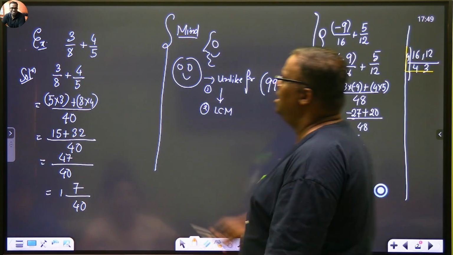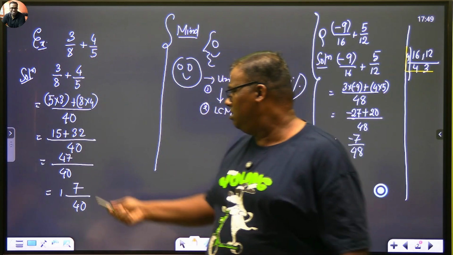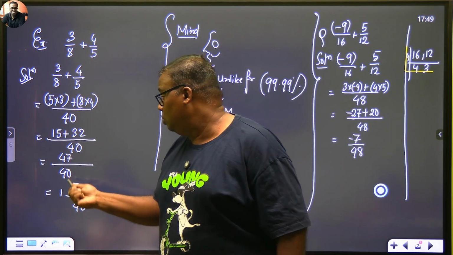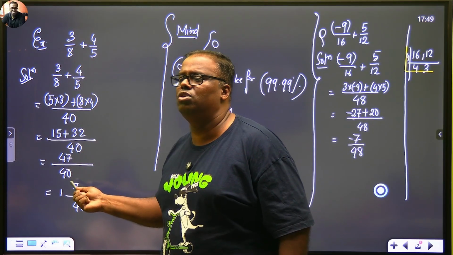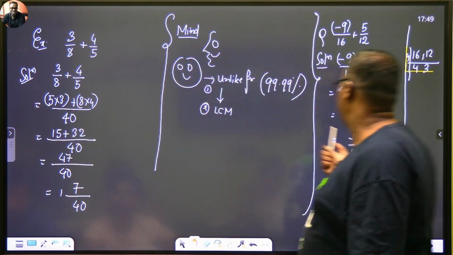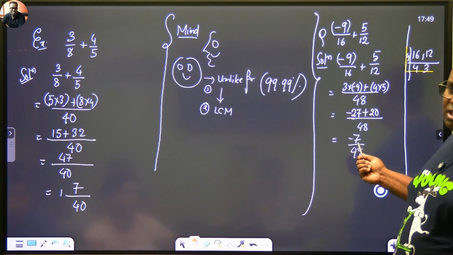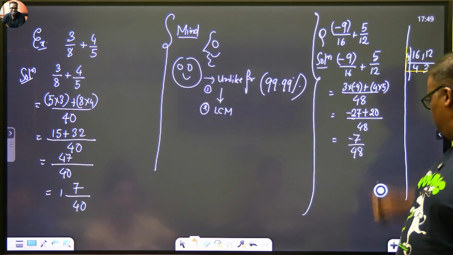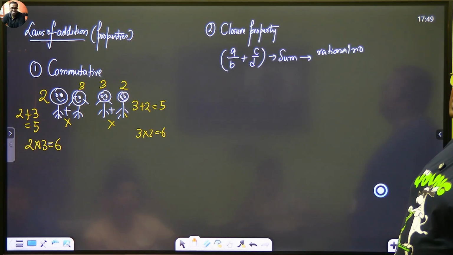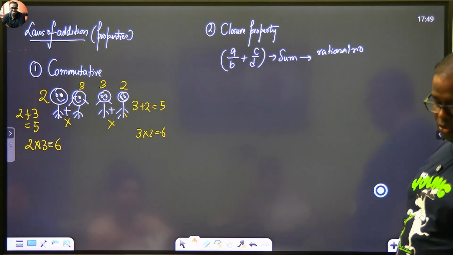Nothing. Just see, a rational number added to a rational number gives me another rational number. Who said this is a rational number? 40 is an integer, 47 is an integer, 40 is not equal to 0. Yes, rational number. Let's look here. Minus 7 is an integer, 48 is an integer, and 48 does not equal 0. So rational plus rational always gives me a rational. That's called closure property. Clear? Closure is done.